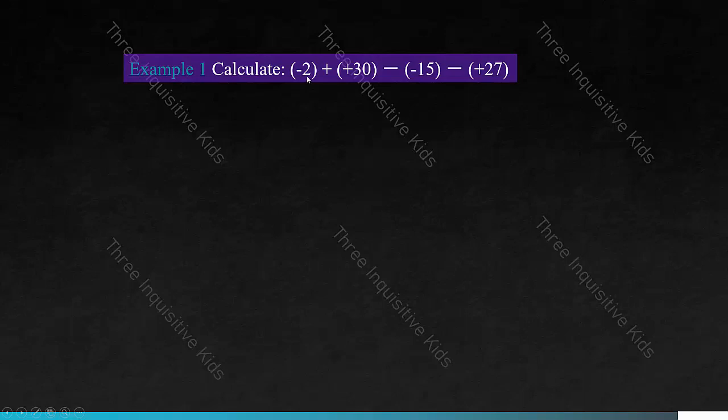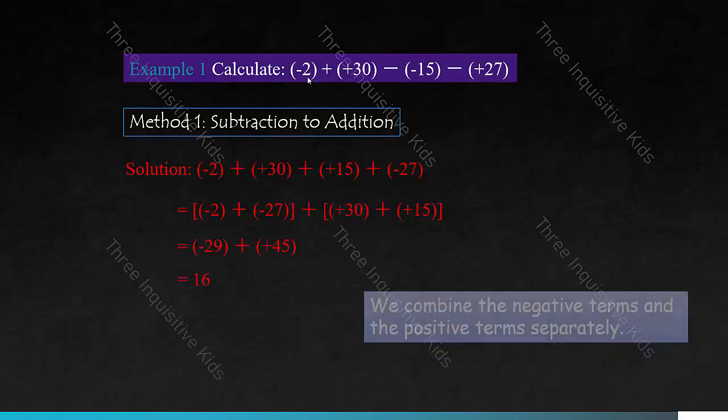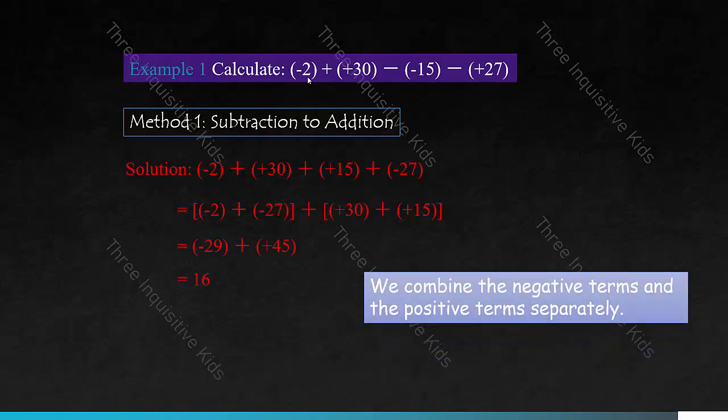Calculate this expression. We're going to turn the subtraction into addition, so it's easier for us to calculate. We turn this into negative 2 plus positive 30 plus positive 15 plus negative 27. Then we're going to combine the negative terms together and the positive terms together to get negative 29 plus 45, which equals 16. And so that is our answer. So we combine the negative terms and the positive terms separately, and then in the end, combine both sums to get the final answer.